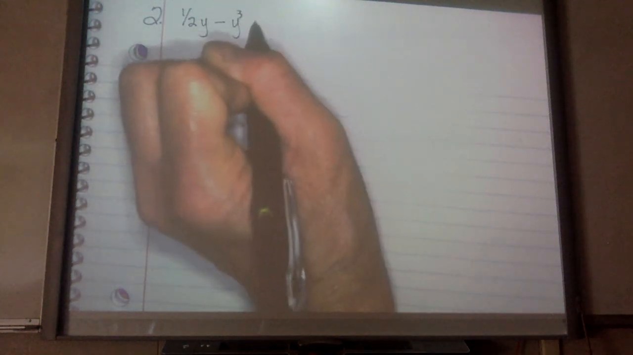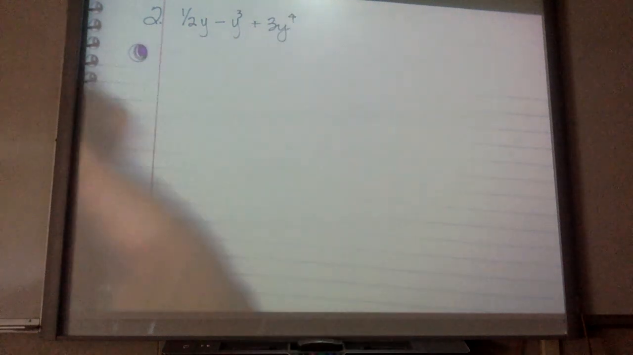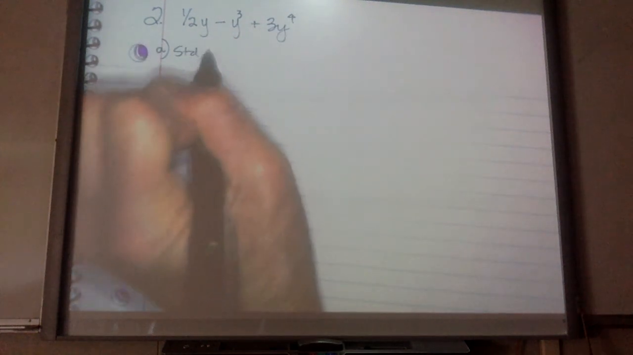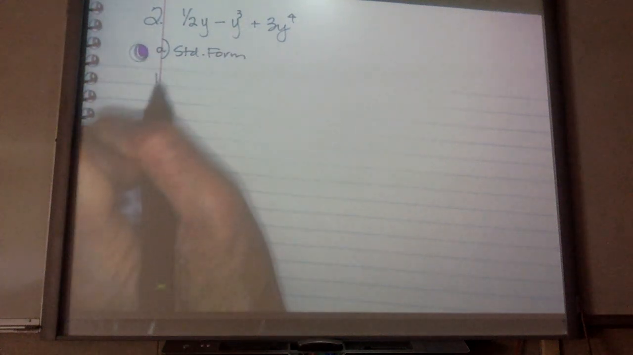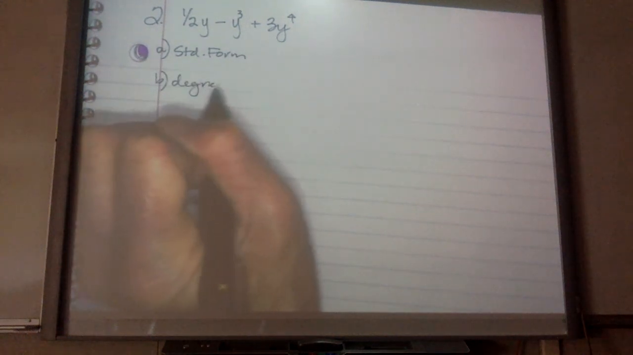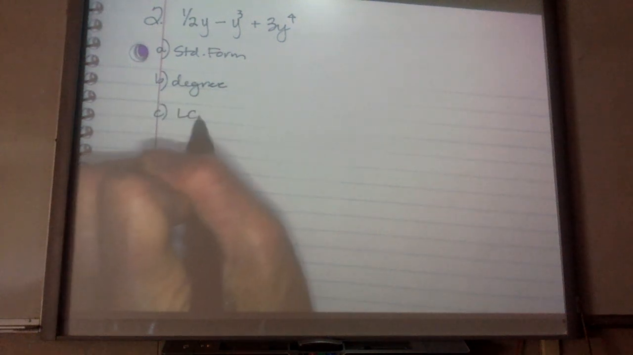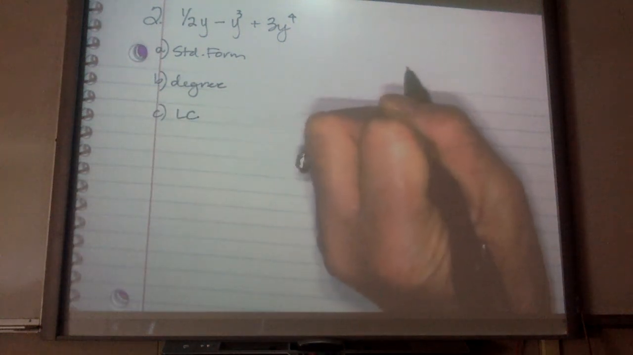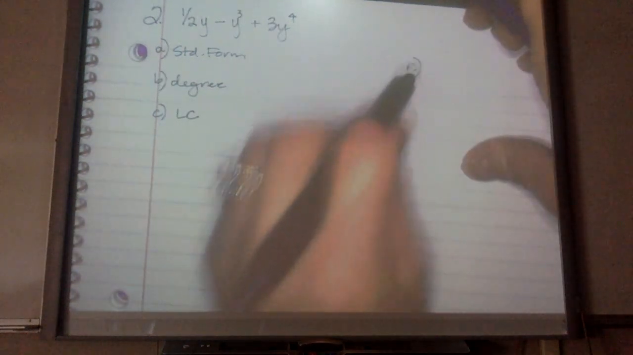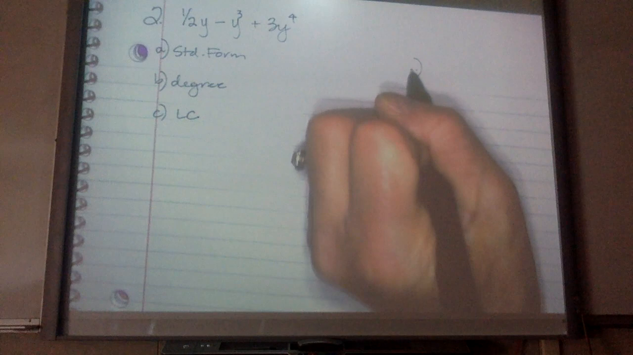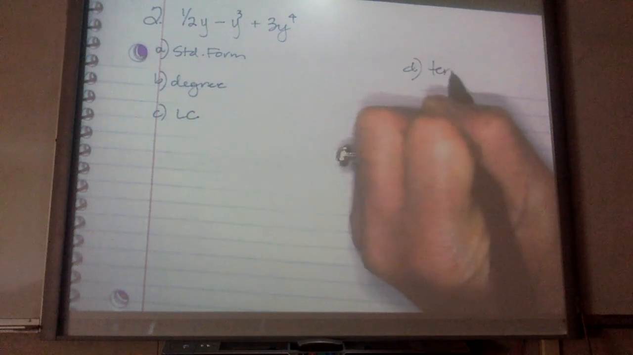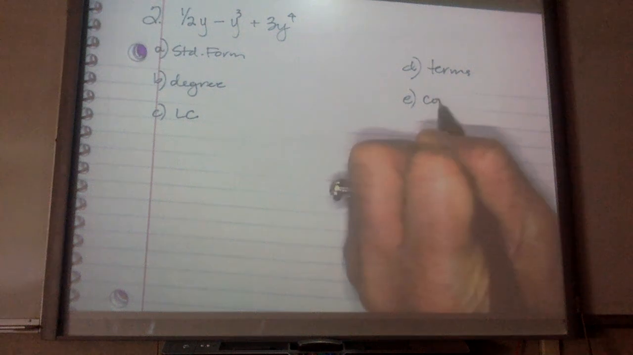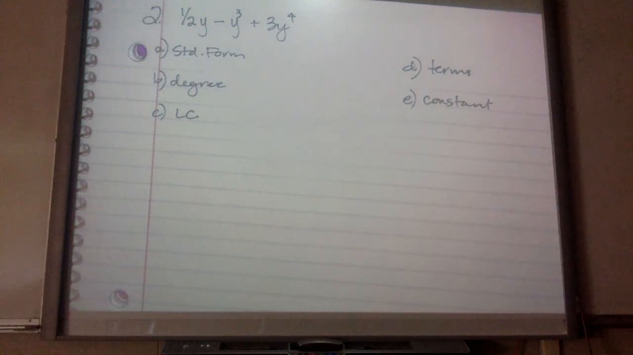So here is my polynomial, 1/2 y minus y to the 3rd plus 3y to the 4th. So again, write it in standard form. What is my degree? What is my leading coefficient? What is, whoops, after C comes D. What are the number of terms? And finally, what is my constant? Now, you should go in that order because I need to have this in standard form.